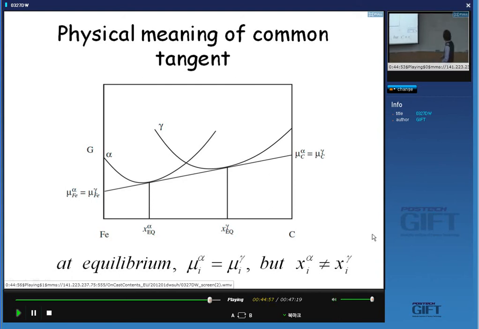So when you put alpha and beta together at temperature T, which is given by this one, and then consider the composition of the carbon, there is a very sharp discontinuity at the interface. But there is no net flux of carbon, even with this sharp concentration gradient.